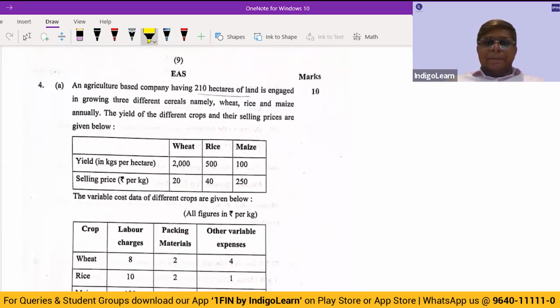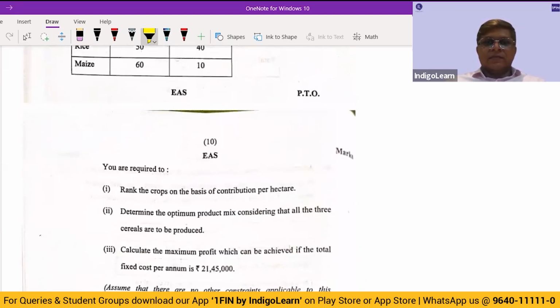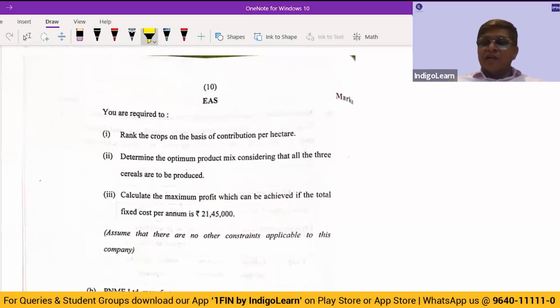So 4A. Let's look at the requirement to understand from where this question is. You are required to rank the crops on the basis of contribution per hectare. Determine the optimum product mix considering all the three cereals are to be produced. Calculate the maximum profit. So this is a very, very interesting question.